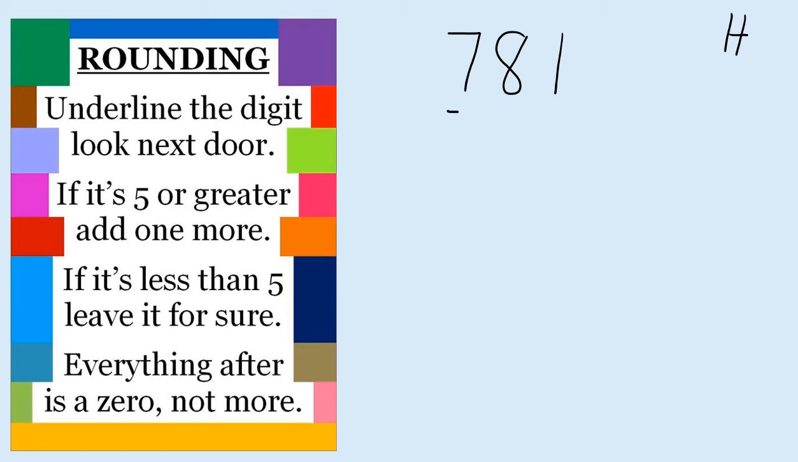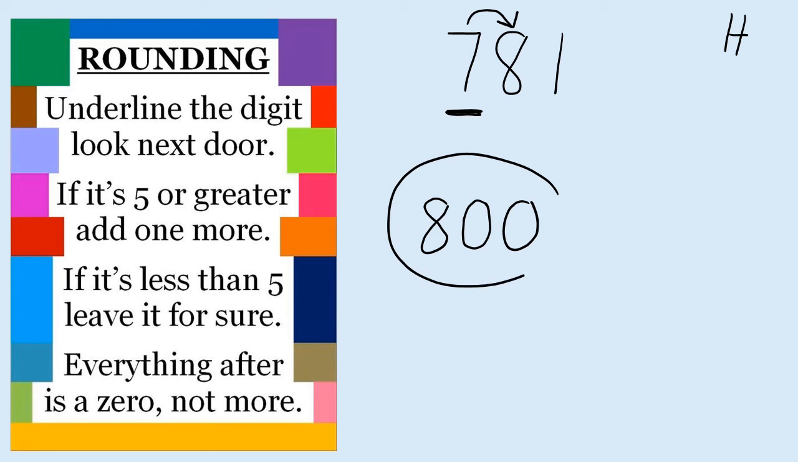Underline the digit, look next door. If it's 5 or greater, add one more. Well, I see an 8 there, which is greater than 5, which means I need to add one more to my underlined digit. So 7 becomes 8. Everything after is a 0, not more. You should have found that 781 gets rounded to 800.